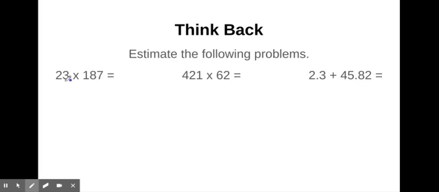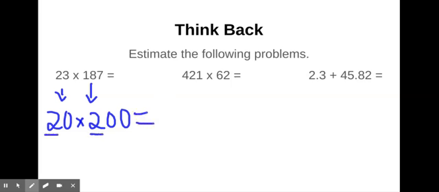In this first one, 23 times 187, you might have just rounded each number to the greatest place value. So 23 rounds to 20, and 187 rounds to 200. So instead of multiplying 23 times 187, you just end up with 20 times 200. 2 times 2 gives you 4, and then we need 1, 2, 3 zeros on our answer. So about 4,000.